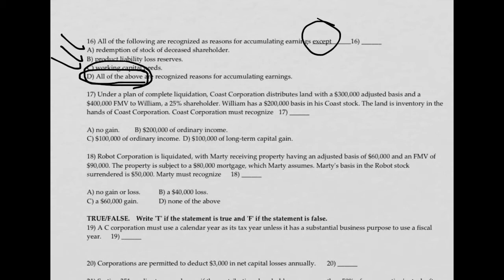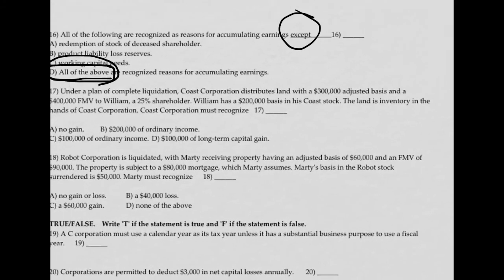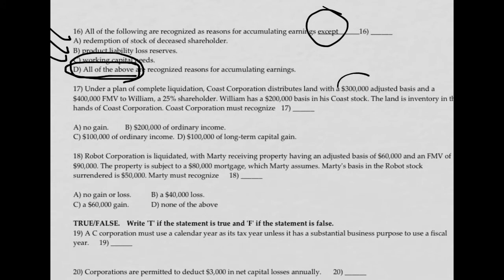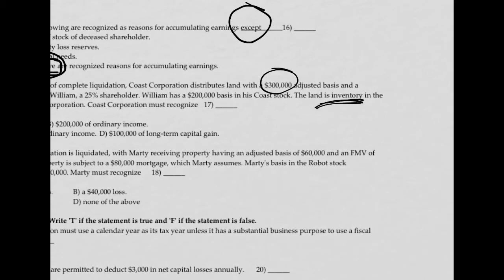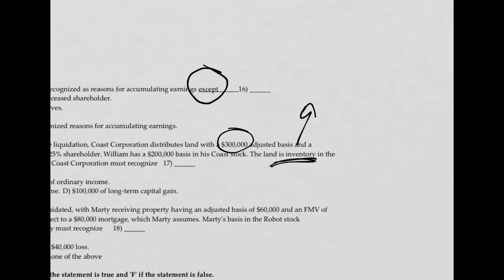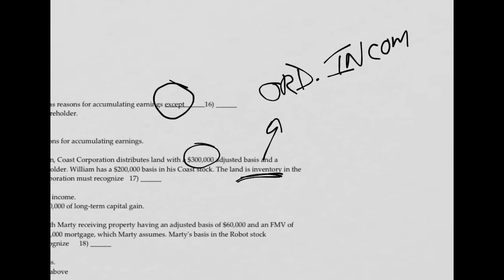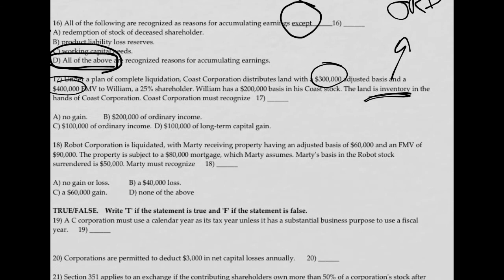This is really the sooner or later principle. Look what you got here. You got adjusted basis and a fair market value. And what is it? The land is inventory. Inventory is going to make ordinary income if it's sold. That's what inventory does. And here, we're making a distribution out of the corporation. True, it's in complete liquidation, but it's making a distribution out in order to retire the stock of a shareholder.